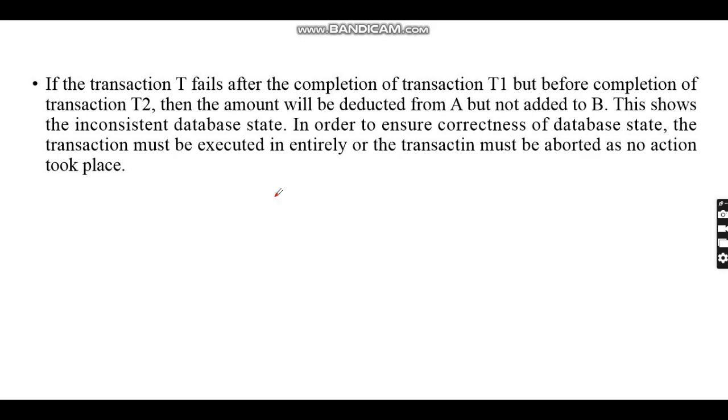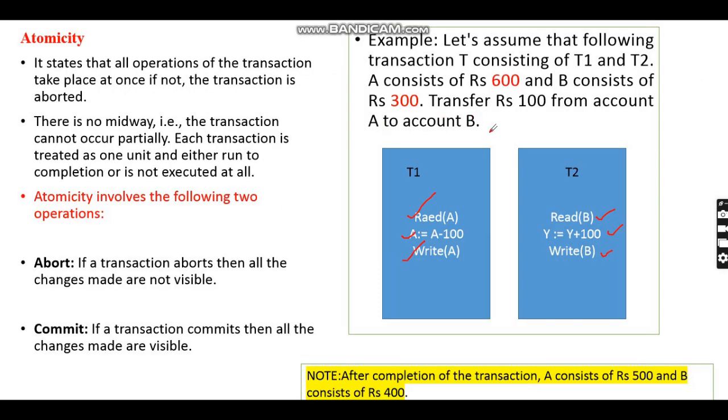That means what? Here in the previous slide, addition of A and B is what? 900, right? So here, after completion of these two transactions successfully, again the addition of A and B is 900. 500 plus 400 is 900. That means before and after, the database is in a consistent state, okay?